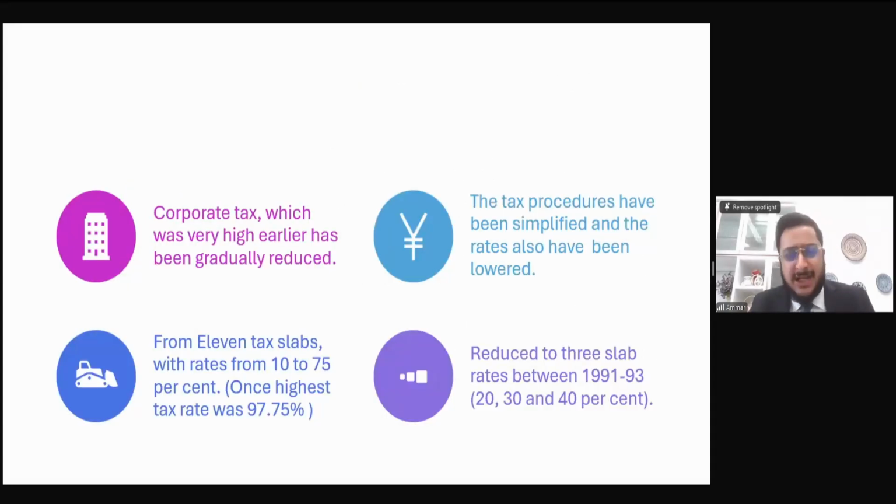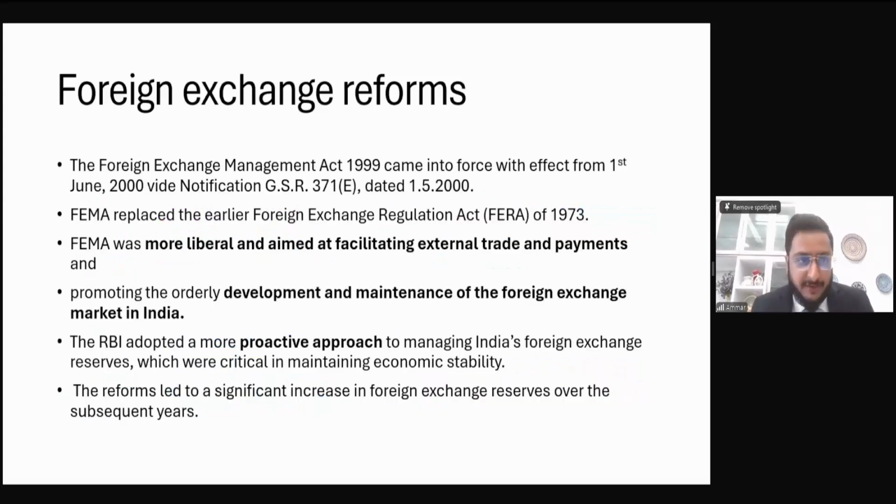Let's look at the tax reforms also. There was a major change in the tax reforms. Earlier, the corporate tax was very complicated, and then they simplified it. There were earlier 11 slabs, I've read, and now we know the slab rates. Once the tax rate even went to 97.5%. So the tax rates have been simplified.